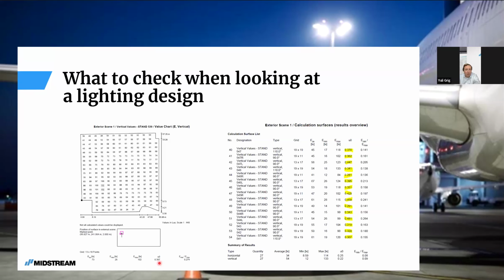So that's telling us the ratio of average to minimum is 0.387, which is better than 0.25. Therefore, it's good. It passes the compliance. It's well within the requirements. And then it shows an E-min, E-max, which I mentioned earlier, but we're not interested in this when it comes to compliance with ICAO standards.